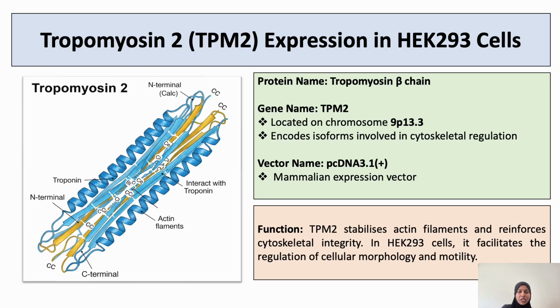Today I'll be presenting our study on expression of tropomyosin 2, TPM2, in HK29 cells using pcDNA 3.1 plus vector. This project focuses on understanding how TPM2 contributes to cytoskeleton integrity through actin filament stabilization.